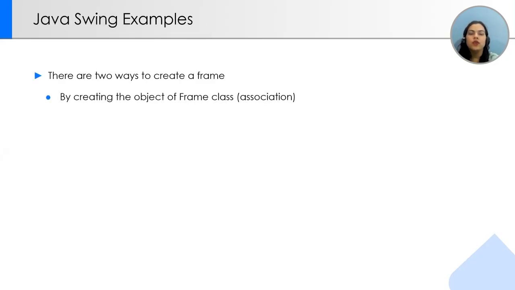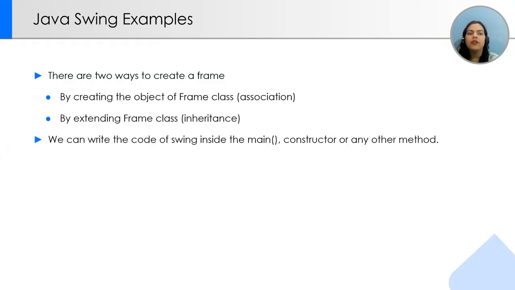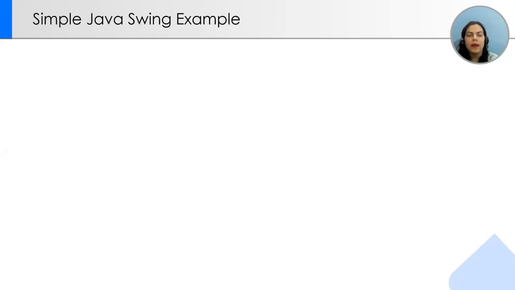Now, there are two ways to create a frame in Java Swing. The first way is by association, that is, by creating the object of the frame class, and the second is by extending the frame class, that is, by inheritance. We can write the Swing code inside the main function, a constructor, or any other method. There is no limitation on where to write the Swing code.